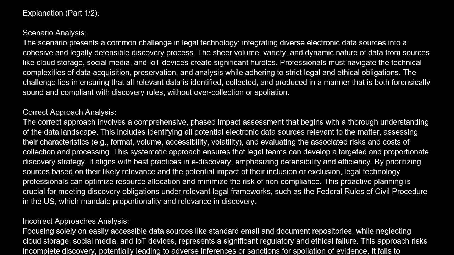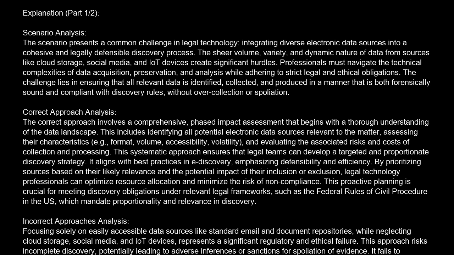The correct answer is D. Conduct a detailed inventory of all potential electronic data sources, including email, documents, databases, social media, cloud storage, mobile devices, and EOT devices, followed by an assessment of their characteristics, potential relevance, and associated risks and costs before defining a targeted collection and processing strategy.